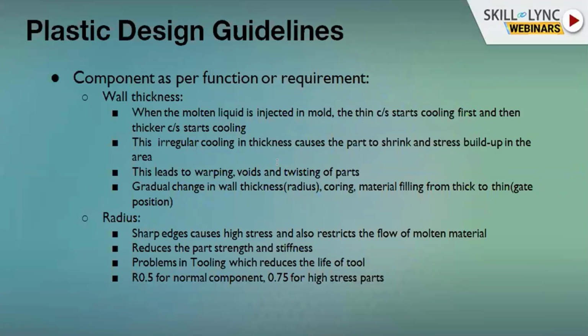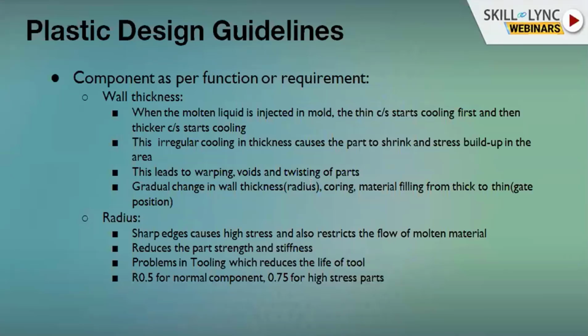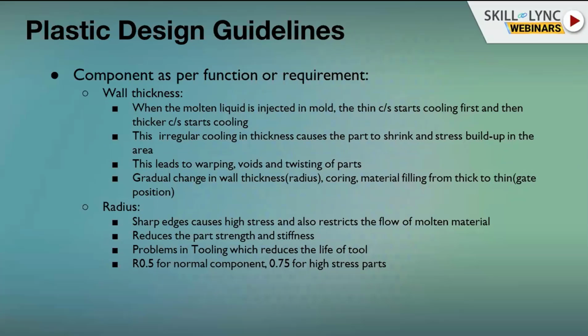Sharp edges cause high stresses and also restrict the flow of the material. You have seen what will happen if there is a sharp edge in the component and what problems we are going to face. Sharp edges cause high stress and restrict the flow of the molten material. Second, they reduce the part strength and stiffness. Third, they cause problems in the tooling, which reduces the life of the tool.